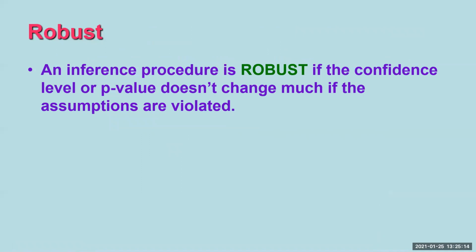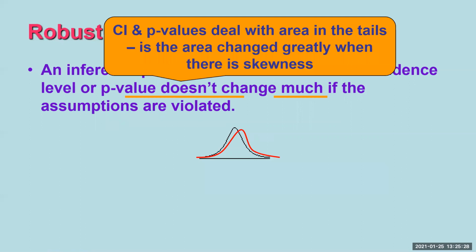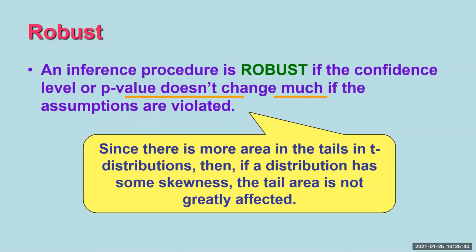So robust: an inference procedure is robust if the confidence level or p-value doesn't change much if the assumptions are violated. So our confidence interval and p-values deal with area in the tails. Is the area changed greatly when there is skewness? And since there is more area in the tails in a t-distribution than if a distribution has some skewness, the tail area is not greatly affected.